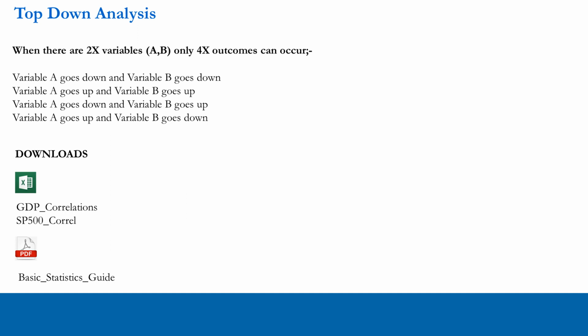Well, first outcome, variable A goes down and variable B goes down. They both move in the same direction. Variable A goes up and variable B goes up. They both move in the same direction. Variable A goes down and variable B goes up. They move in opposite directions. And finally, variable A goes up and variable B goes down. Again, moving in opposite directions. So there's only a set of finite outcomes that can occur.